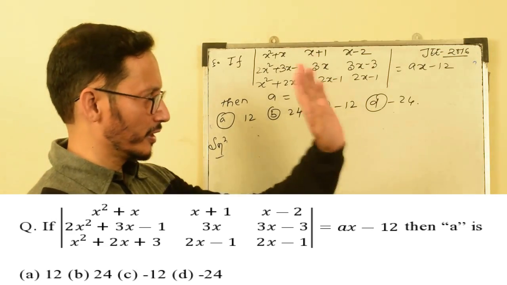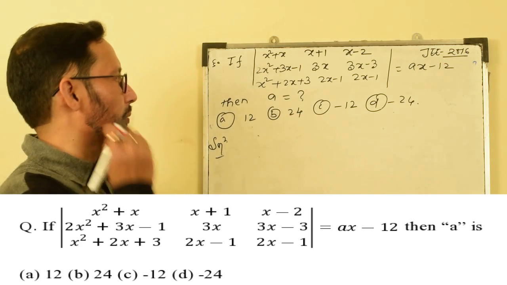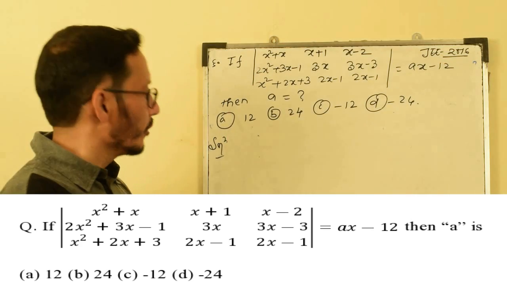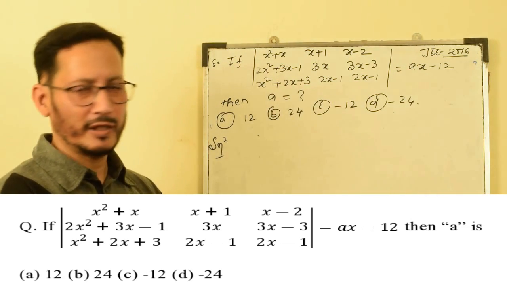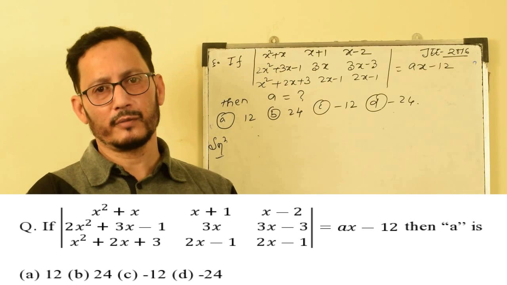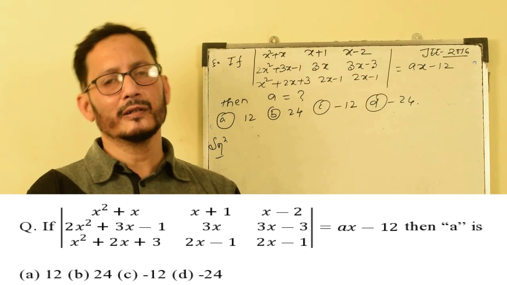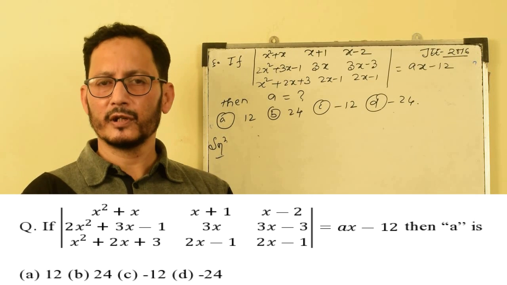Let's start this problem. This problem is from JEE 2016. The problem is given in a determinant form, and you have to find the value of a from this determinant. If you use the properties of determinants, it is difficult to solve and also time consuming. So now I am going to solve this problem within a fraction of a second.